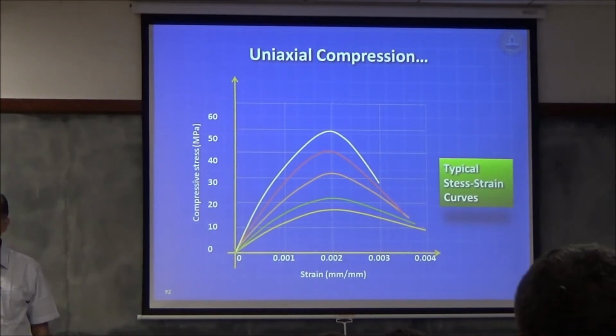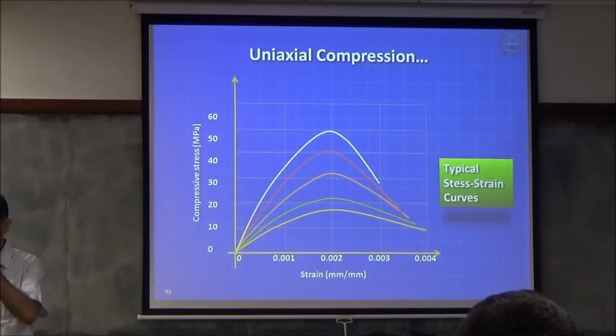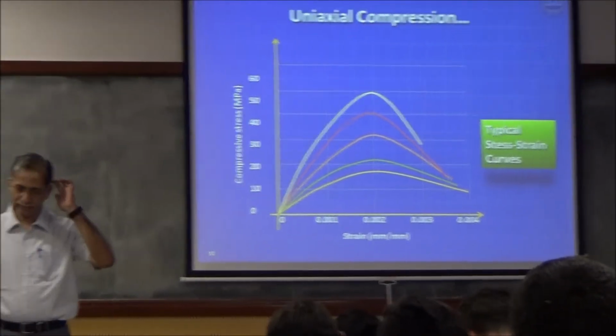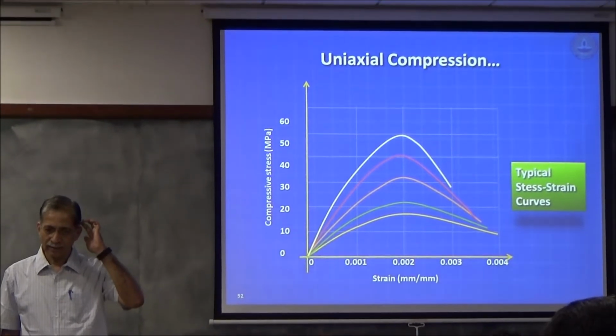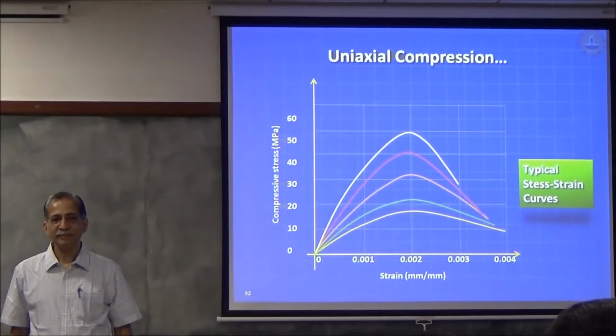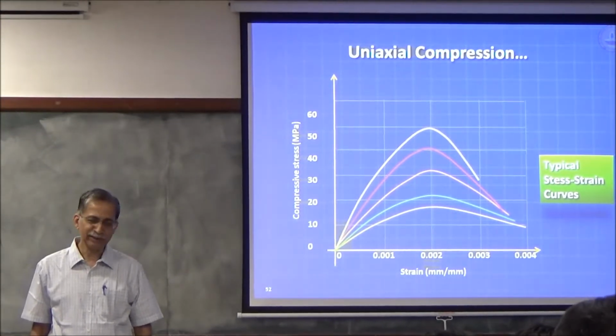The stress-strain curve of concrete in compression is typically like this. It's not linear. There is an ascending part, and there is a peak. The peak strength is called the ultimate strength.